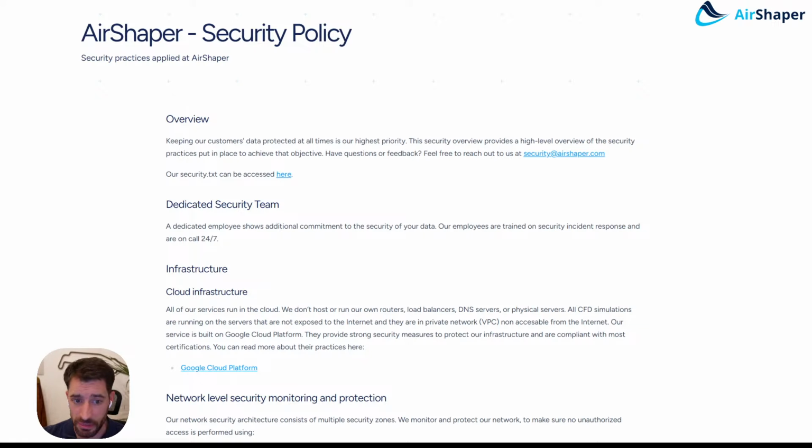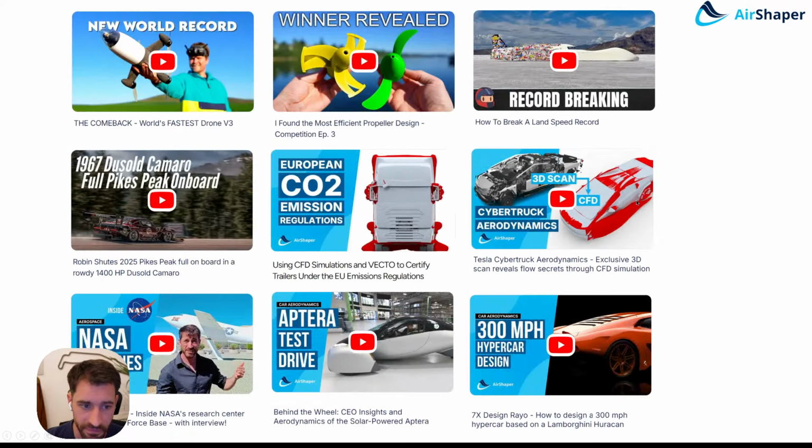In terms of security policy, as mentioned, you can find all of the details on airshipper.com/security, where we detail how we implement the latest security standards to comply with the requirements of the OEMs that we work for. If you still have any questions, let us know, and we can explain in detail how we handle your data, how it's kept private, how all of the IP always remains with you, and so on. So please do reach out if you have any questions. Send an email to security@airshipper.com.